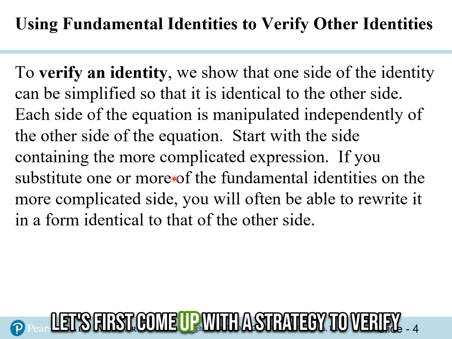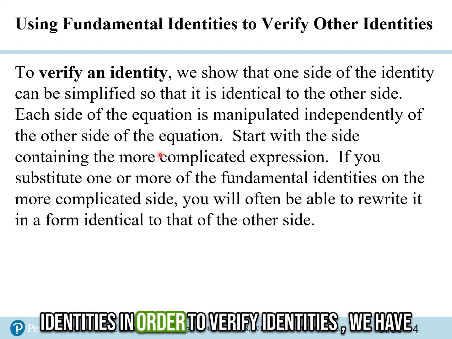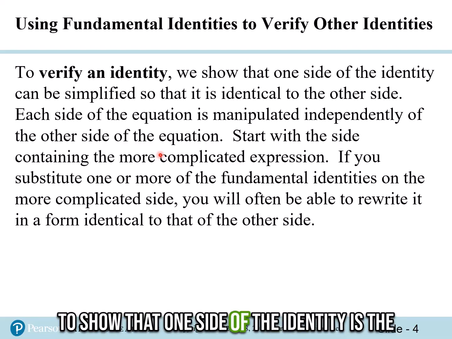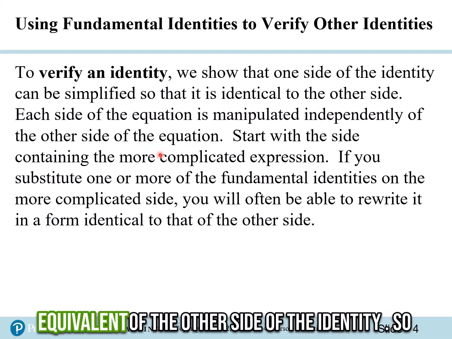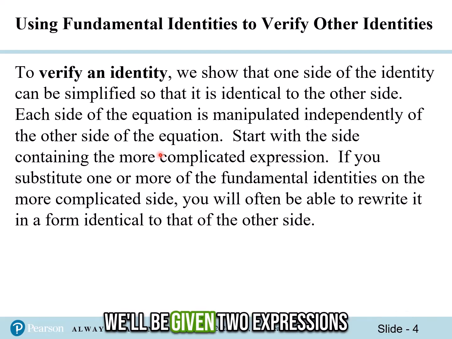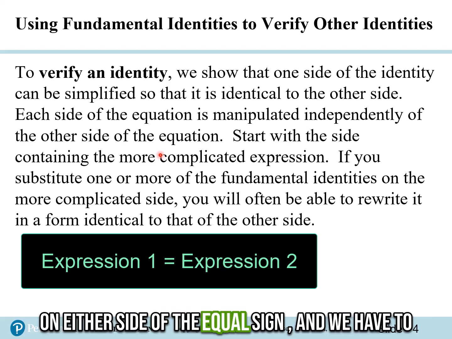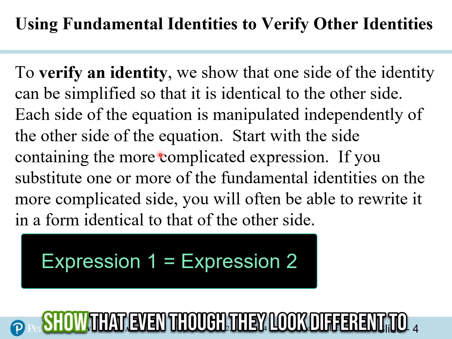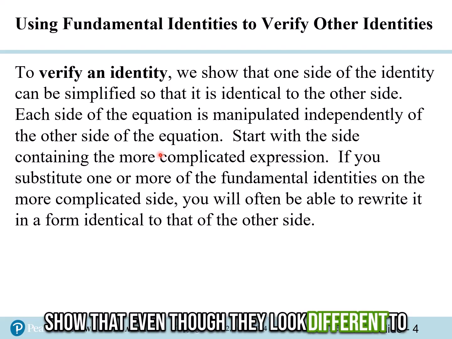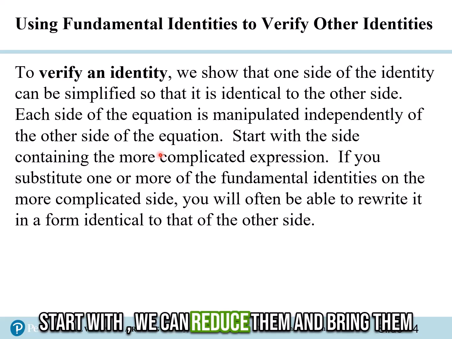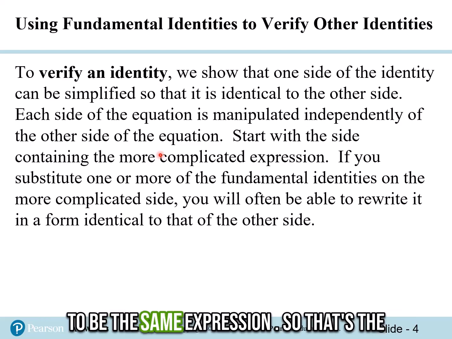Let's first come up with a strategy to verify identities. In order to verify identities, we have to show that one side of the identity is the equivalent of the other side of the identity. So we'll be given two expressions on either side of the equal sign, and we have to show that even though they look different to start with, we can reduce them and bring them to be the same expression.